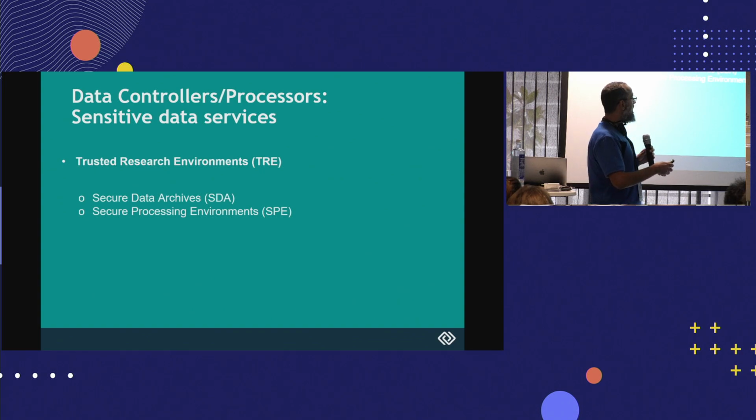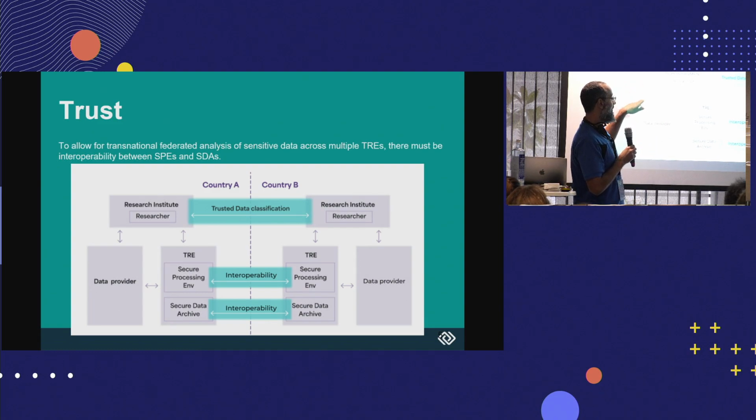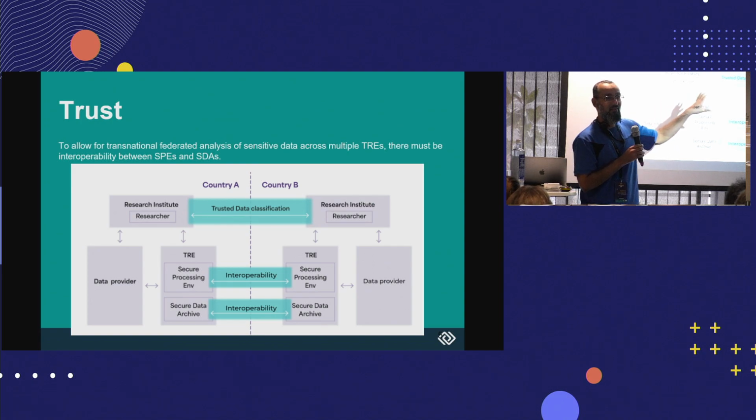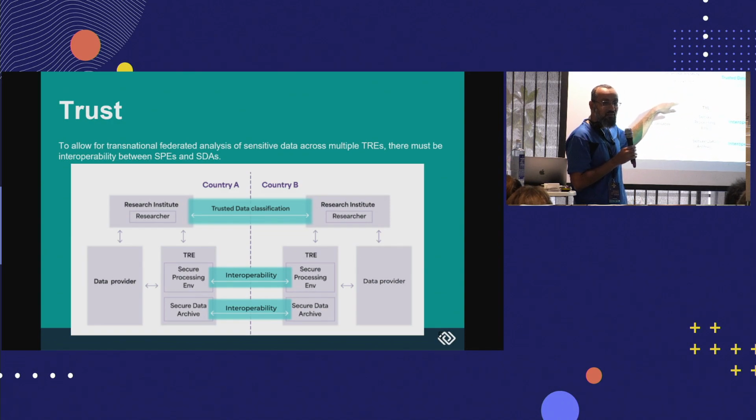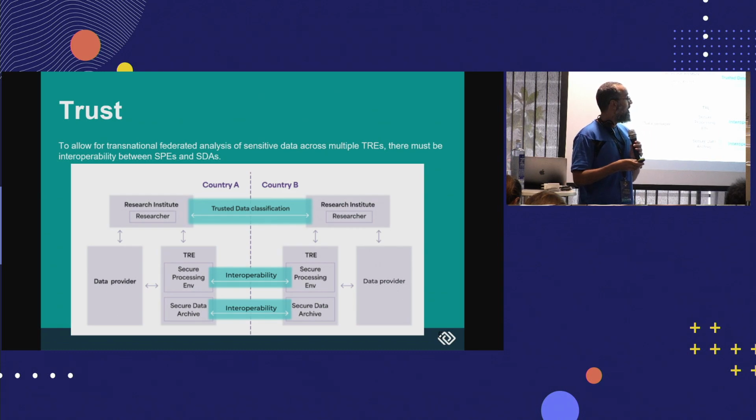And it's very important to establish this trust. When you are in one country with the research institute, secure processing environment, secure data archive, and data provider, and another country has the same environments, how do you establish trust between the different parties so that you can exchange data securely and achieve the federation? I would like now to give the mic to our first speaker, Mark from EGI, to set the scene.